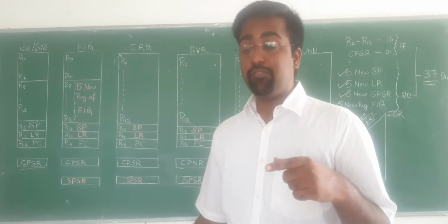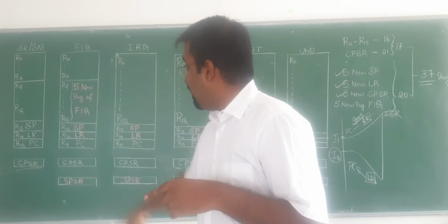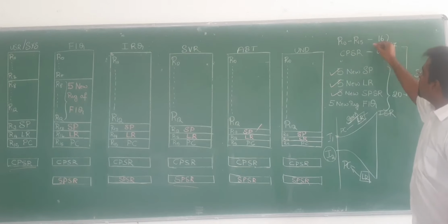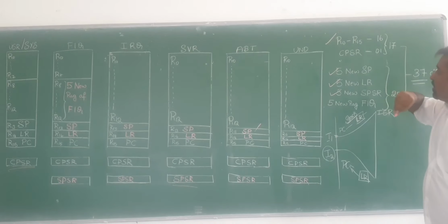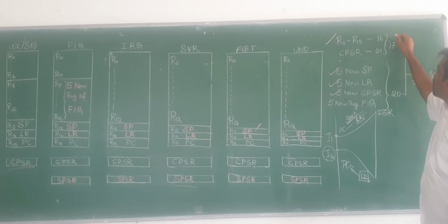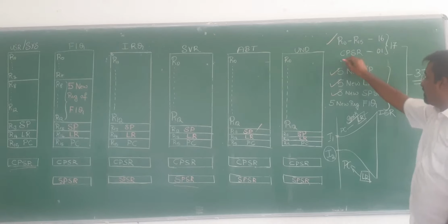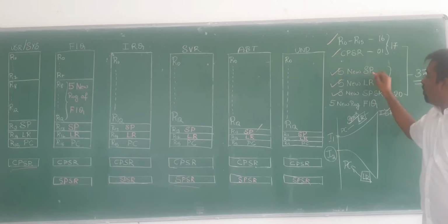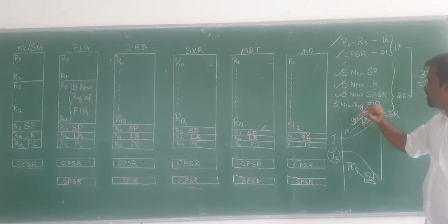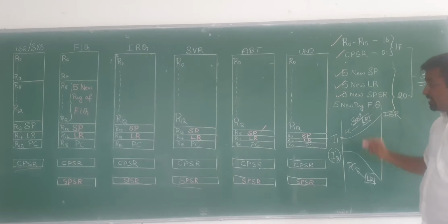Next, apart from those 15 registers, we have R0 to R15, a total of 16 registers, which is done. Apart from this, we have one CPSR for user mode, that is a total of 17 registers that we are done with. We know what SP is, done. 5 new SPs, 5 new link registers and 5 new SPSRs are done.